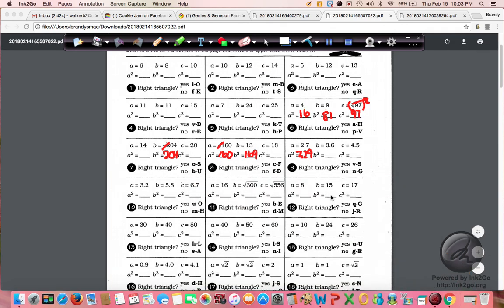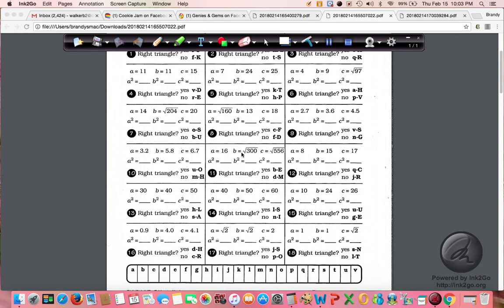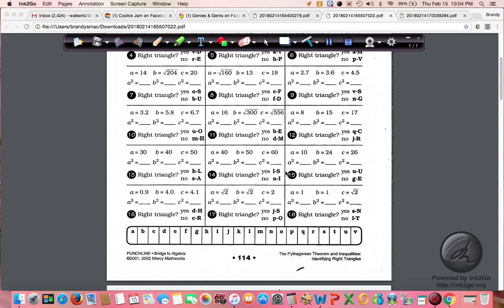All right, I think that's everything. Let me clear the screen and make sure there's nothing else on here that you would need. Again, square roots, squaring a square root just cancels it out. So that would be 300 for b squared, 556 for c squared. And remember, whatever you choose, the little letter tells you where to go. The big letter tells you what to write.